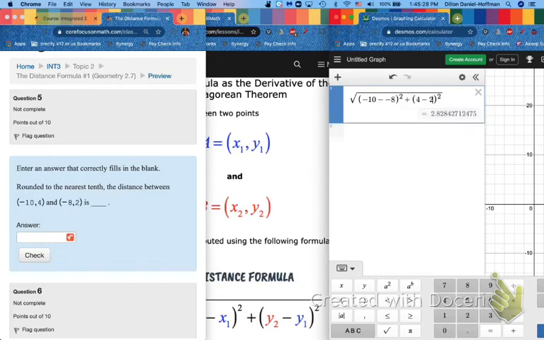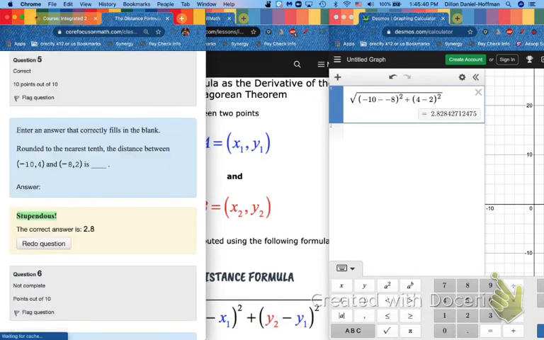As long as you keep your x's together and your y's together, you can do this in any order you want. One x before the other x, one y before the other y. You can even put your y's first, then your x's. Just make sure you keep them together.